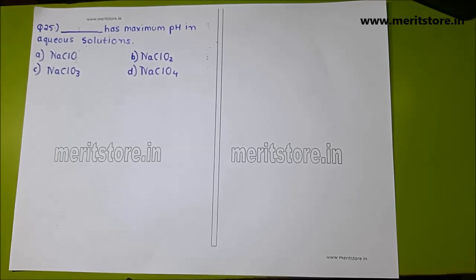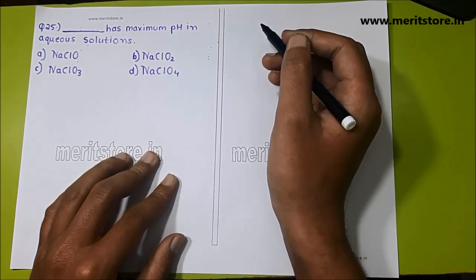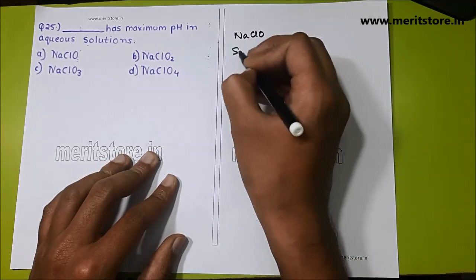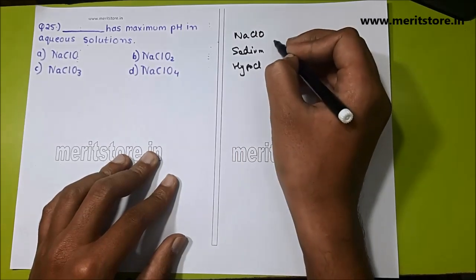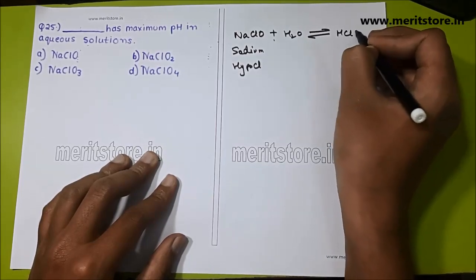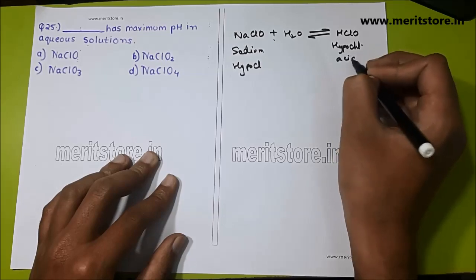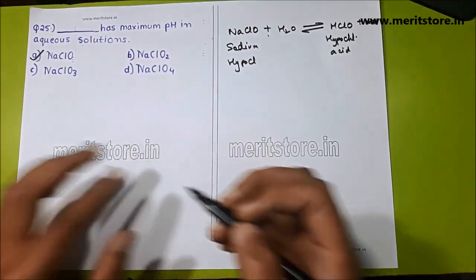Which of the following has maximum pH in aqueous solution: A, NaClO; B, NaClO2; C, NaClO3; D, NaClO4. NaClO is hydrolyzed in water to form HClO. So the given reaction will be sodium hypochlorite plus water molecule gives a reversible reaction to form HClO, hypochlorous acid, plus NaOH. Option A is the correct option.